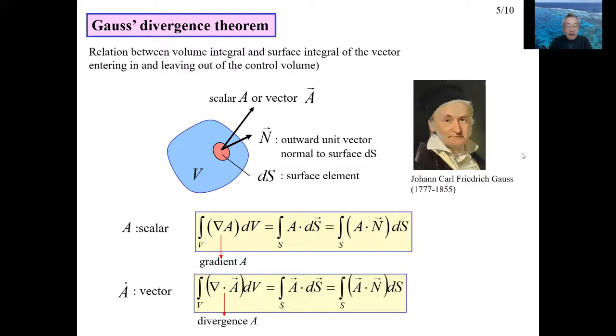When A is a vector, the Gauss theorem can be expressed by the formula in the second yellow frame. The resulting integral is a scalar because the vector A dot vector dS, or the vector A dot the vector n, is a scalar. The next 4 slides, including this slide, prove the Gauss theorem. I will prove the case where A is a vector. For simplicity, consider it in 2 dimensions.